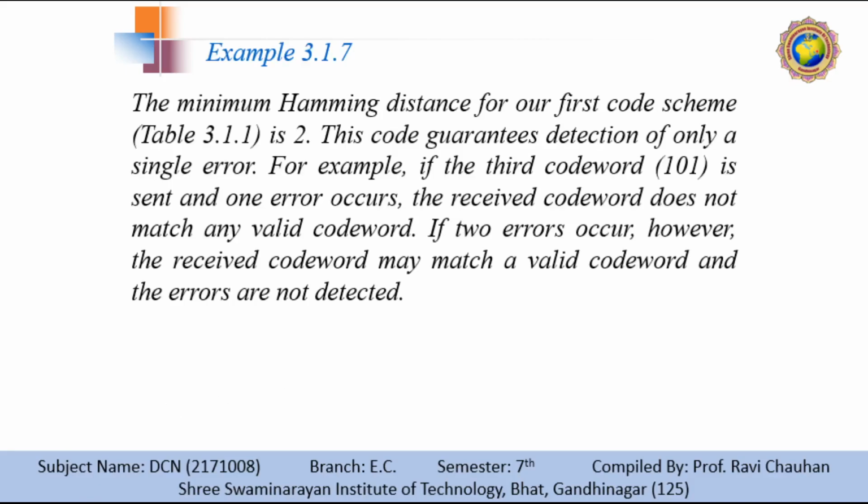Let's have an example. The minimum Hamming distance for our first code scheme in table 1 is 2. This code guarantees the detection of only a single error, that is, d minimum minus 1. For example, if the third code word 101 is sent and one error occurs, the received code word does not match any valid code word. If 2 errors occur, however, the received code word may match a valid code word and the errors are not detected.